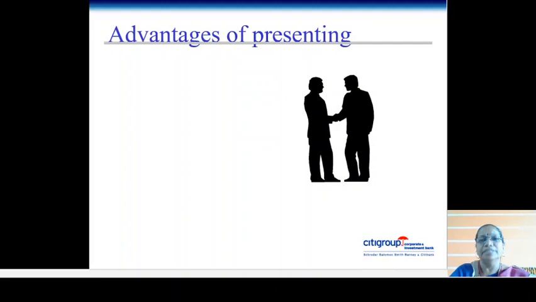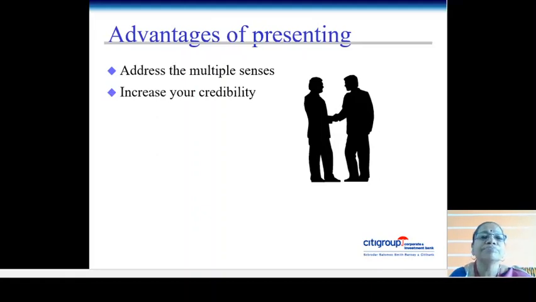Advantages of presenting are to address the multiple senses. Whenever one is going to present on anything, at that time it addresses our senses, that is hearing, smelling, seeing, that is watching, and also speaking, and also tasting.